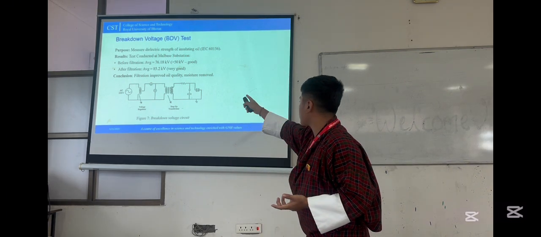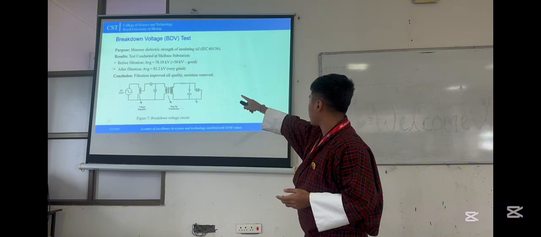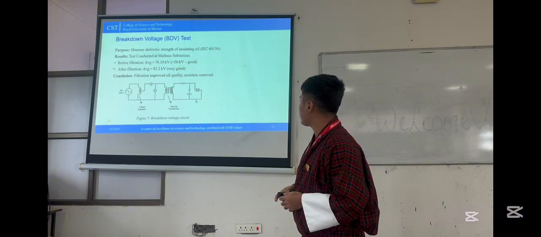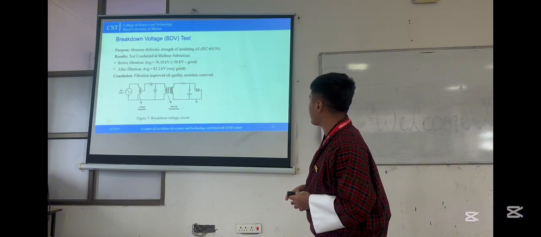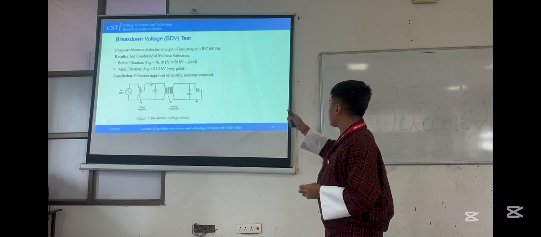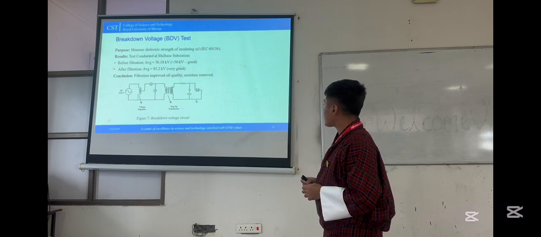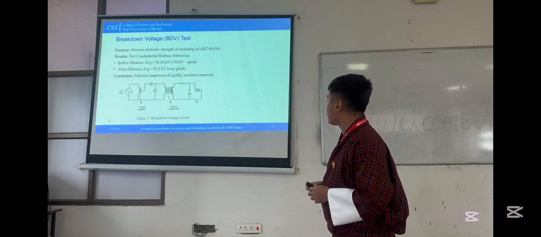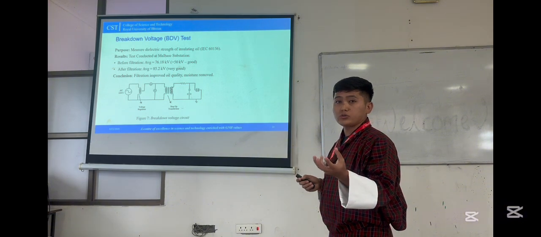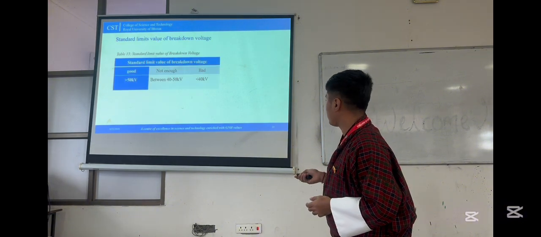So this is the result for the average value. Before filtration it is 76.1 kV and after filtration it is 85.2 kV. So according to the IEC standard, if the BDV value is greater than 15 kV, that means the oil insulating property is good.